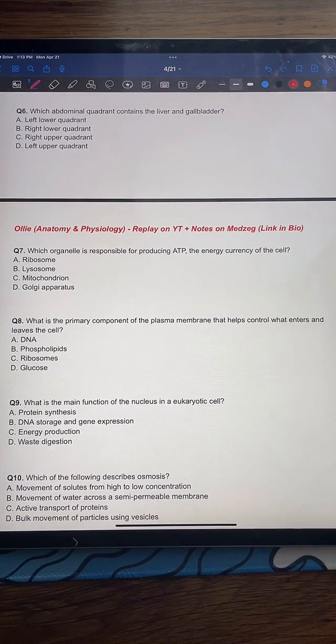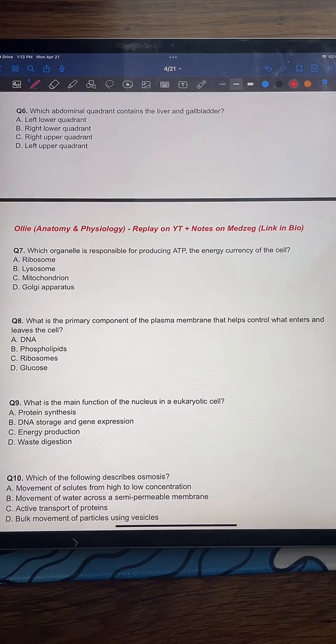This is very helpful. Thank you. Awesome. I'm so glad. That's awesome. This is more so practice for the HESI and TEAS.